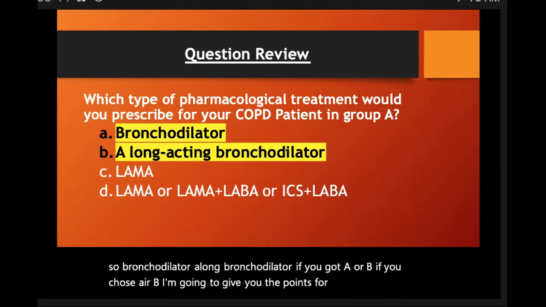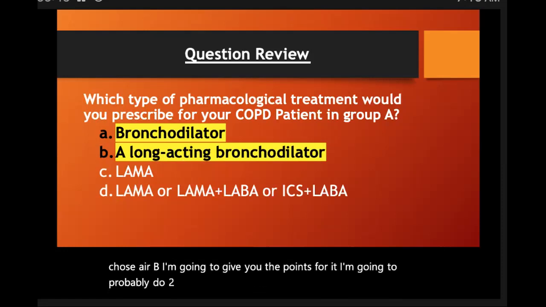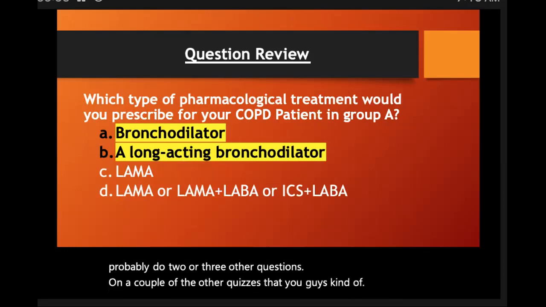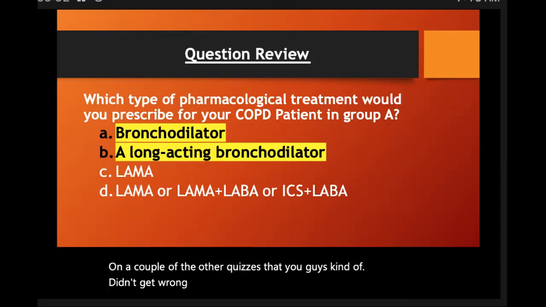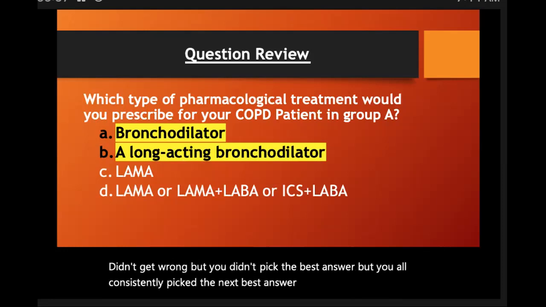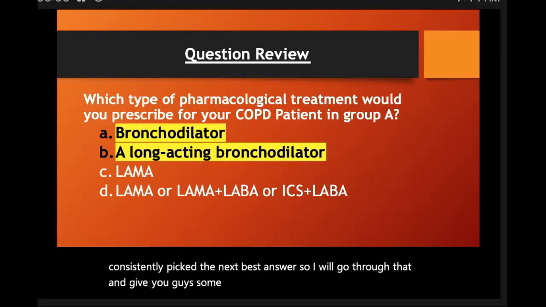I'm going to probably do 2 or 3 other questions on a couple of the other quizzes that you guys kind of didn't get wrong, but you didn't pick the best answer, but you all consistently picked the next best answer. So I will go through that and give you guys some extra points on that after this week. All right, so do expect a few extra points on your quizzes.